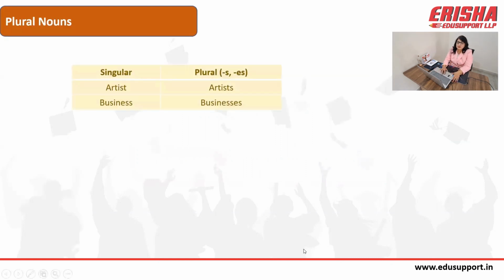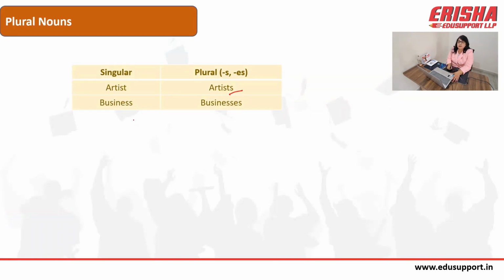So the singular noun is artist. The plural of it is artists. We can make the plural form of artist by adding an s to that, right? So to make a plural form of any noun, you just add either s or sometimes es.